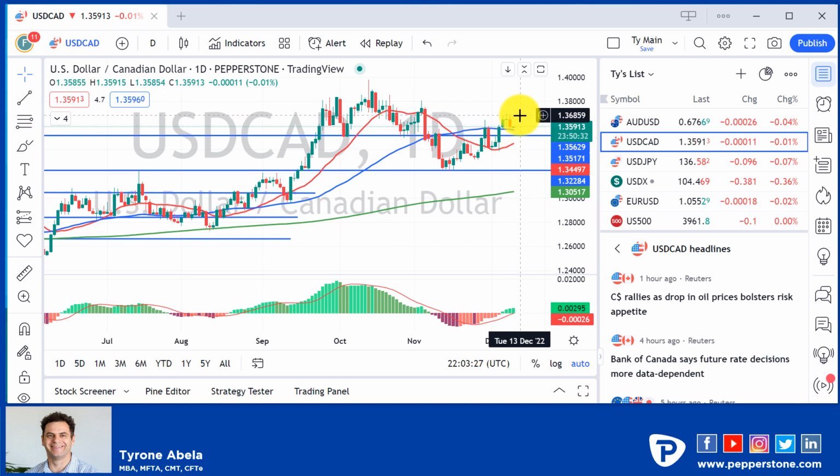If we do get a break above the 136.80 level, and by a break I mean a daily, it needs to be a reasonable time frame to obviously get that. We're going to be looking back at the 138 as the target. So pretty good trading on the CAD.